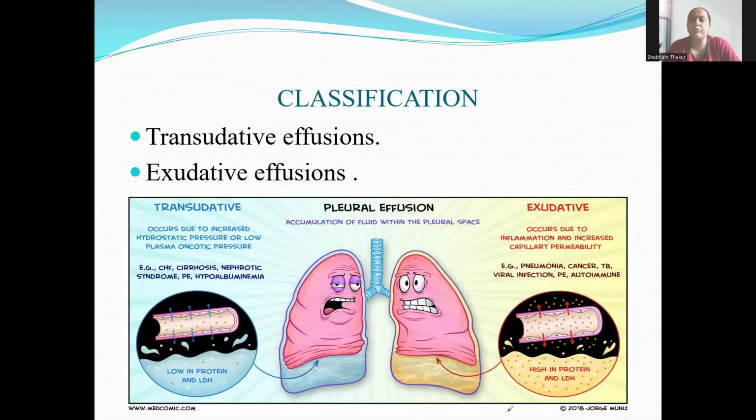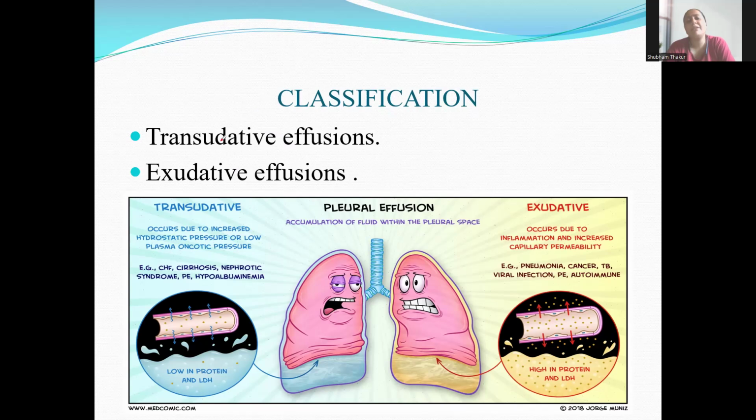So now we can go for the classification: transudative effusion and exudative effusion. Transudative effusion occurs due to an increase in hydrostatic pressure and low plasma oncotic pressure. If the hydrostatic pressure is increased, there is less space present inside the capillary, so oncotic pressure should be low. In this condition, there is no inflammation in the patient, and the patient has low protein.